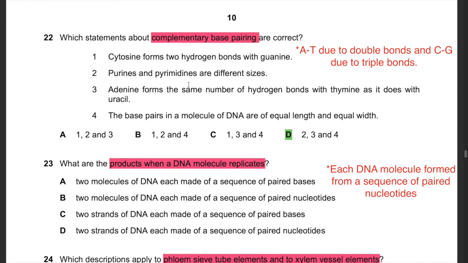Purines and pyrimidines are different sizes. That's correct. Adenine forms the same number of hydrogen bonds with thymine as it does with uracil. That's also correct because A bonds with T and A bonds with U. The base pairs in a molecule of DNA are of equal length and equal width. That's also correct. Base pairs are of equal size.